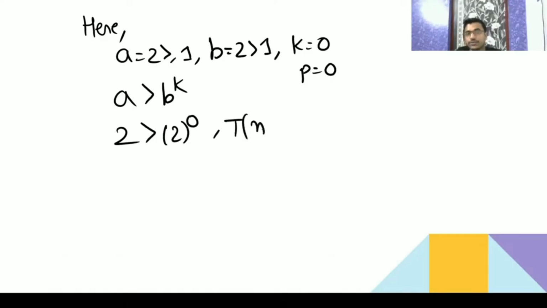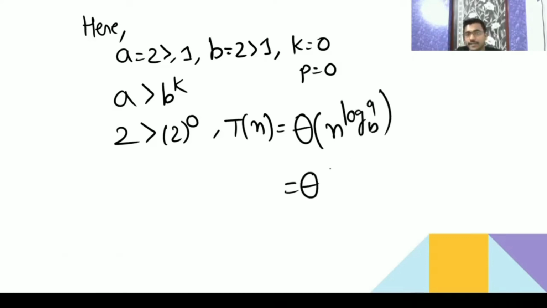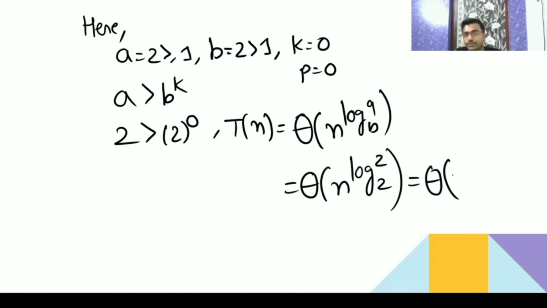Then Tn is going to be theta of n to the power log a base b. Log a base b is a constant, so it is going to be theta of 1. What theta? Time complexity we got is theta of 1. Understood?